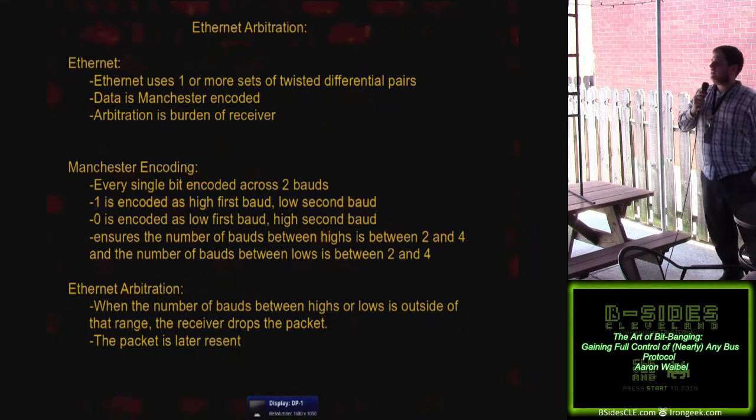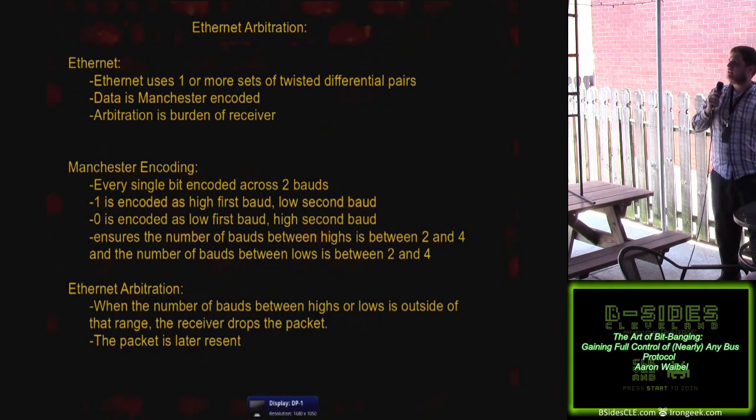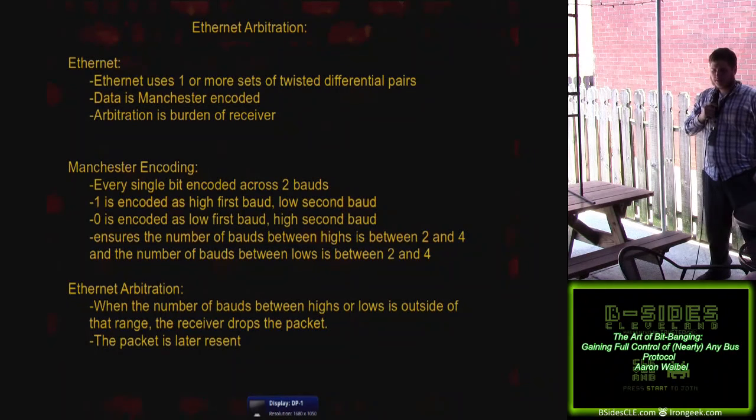Ethernet uses a similar scheme to CAN bus, except theirs is based around Manchester encoding. Manchester encoding is pretty simple. Instead of using one baud to represent a bit, you use two bauds. If the line goes from high to low, that's a zero. If the line goes from low to high, that's a one. The reason they do that is because that ensures that the number of baud timings between a high state and a low state is always between 2 and 4.